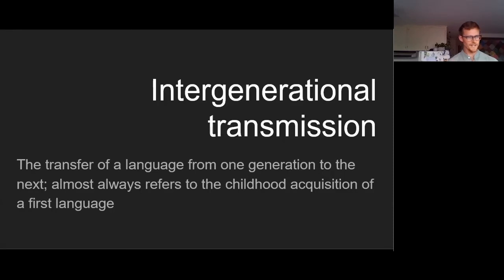If you've been paying attention in this class, you probably have realized at this point that intergenerational transmission is kind of the name of the game when we're talking about language endangerment, right? It's kind of what everything ultimately is about. Intergenerational transmission can be defined as the transfer of a language from one generation to the next. And when we say that, unless said otherwise, we're always referring to the childhood acquisition of a first language. So like the acquiring of a child's first language in the home from their parents or other caretakers.